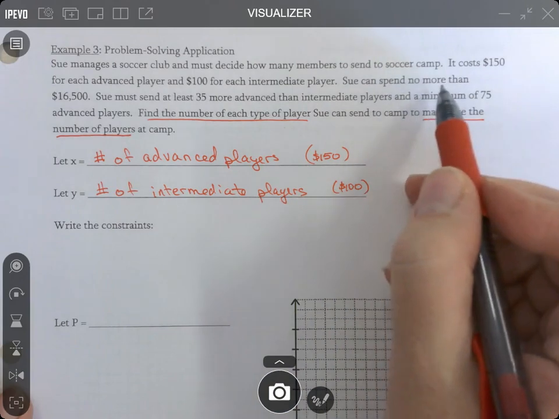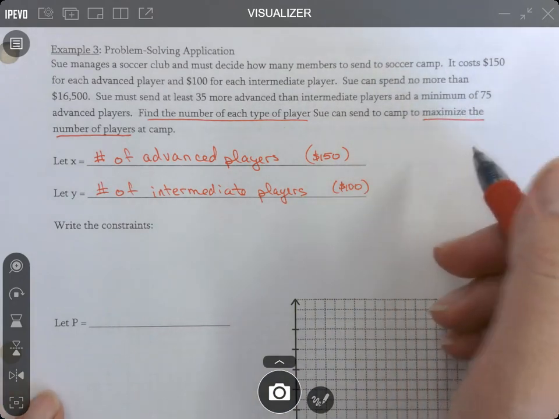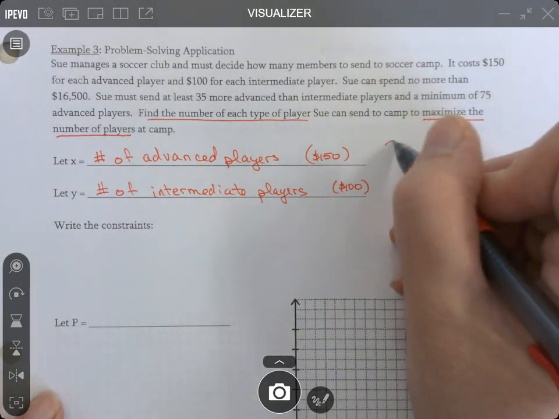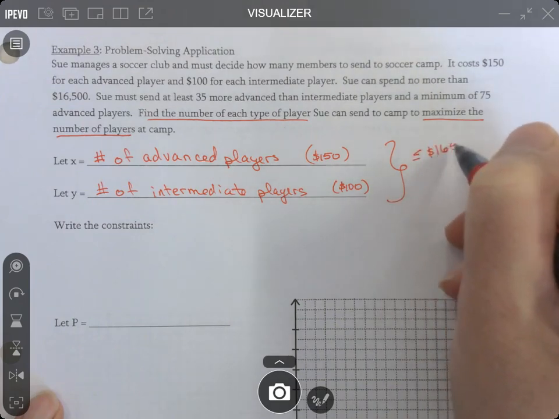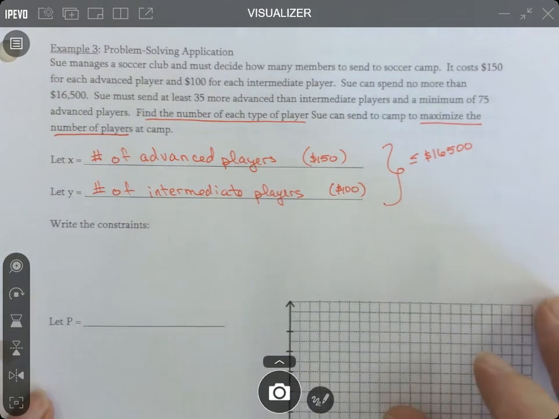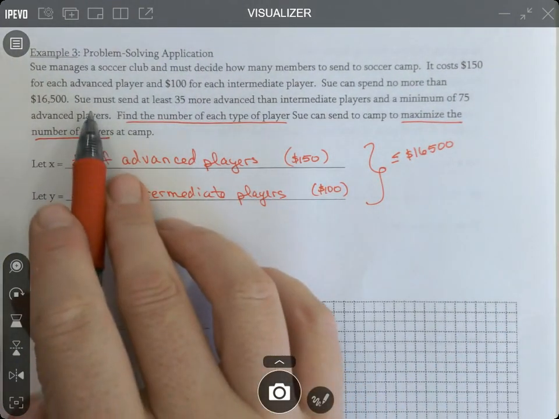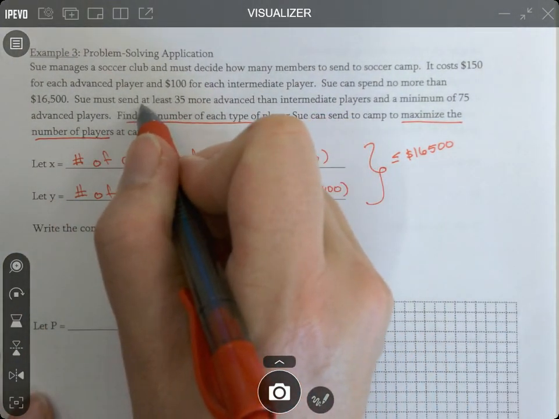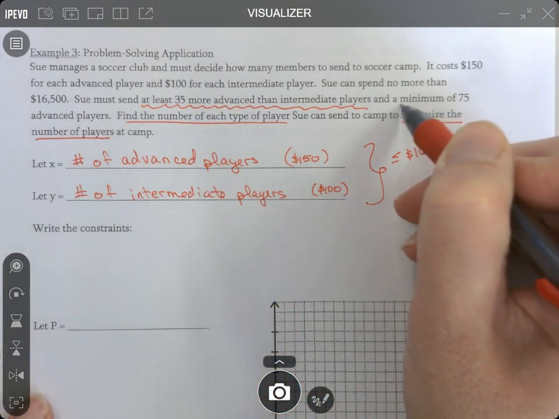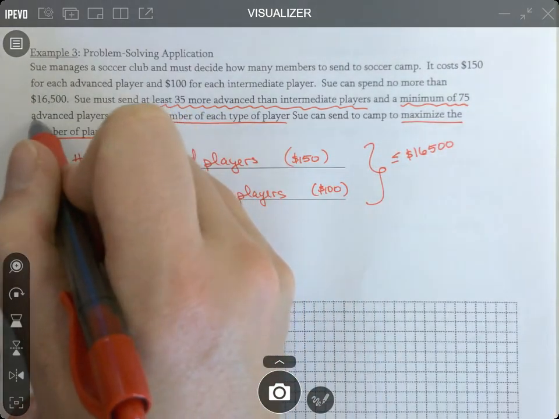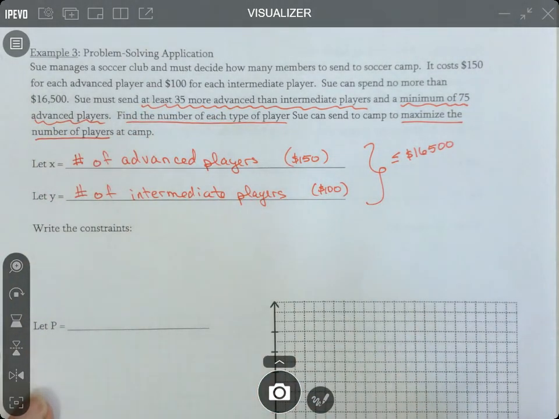All right, Sue can spend no more than $16,500. So here's what I'm looking at. All the money together has to be less than or equal to $16,500. I just like to pull out my information. She must send at least 35 more advanced than intermediate players and a minimum of 75 advanced players. So there are two more equations in there.